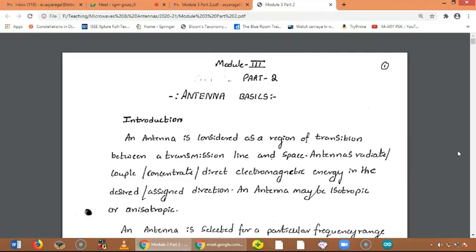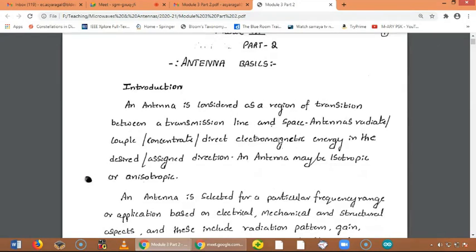The statement is: antenna is considered as a region, a place or region of transition between a transmission line and a space. So what does the antenna do? Antenna radiates certain energy. It is going to couple certain energy, or instead of energy you can also say wave. It can concentrate or direct whatever electromagnetic energy we have in a particular direction, or you can say in the assigned direction.